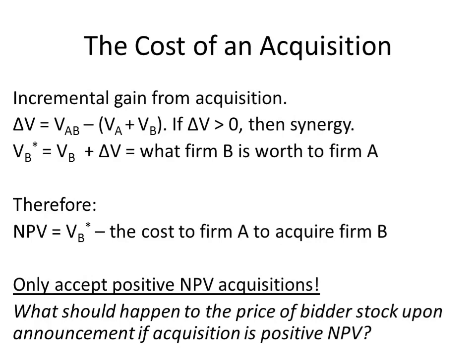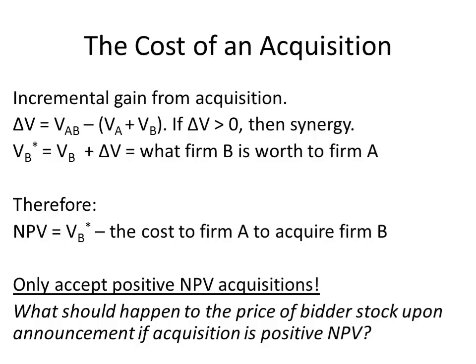I've told you you only accept positive NPV acquisitions, but I haven't showed you yet how to calculate that. So here we go. The first thing we need to do is figure out the incremental gain from the acquisition. We can put that into an equation and call it delta V. What's it equal to? Well, it's equal to V sub AB, which is the combination of the two firms, the target and the bidder, minus the sum of their standalone values. And if delta V is greater than 0, then we have what is called synergy.